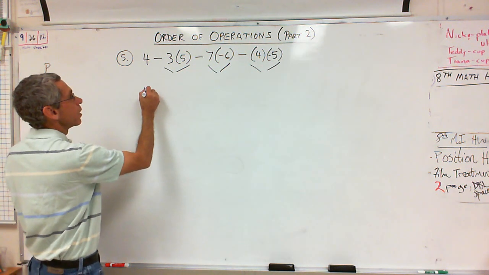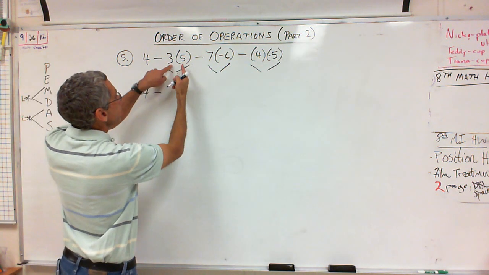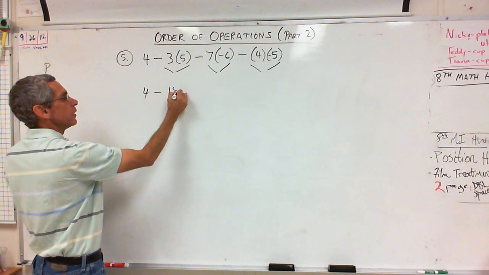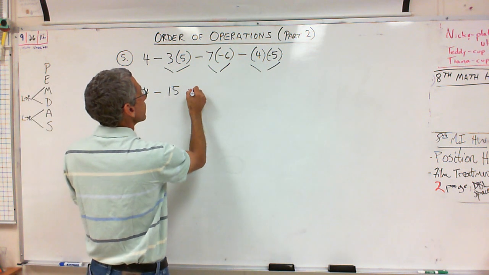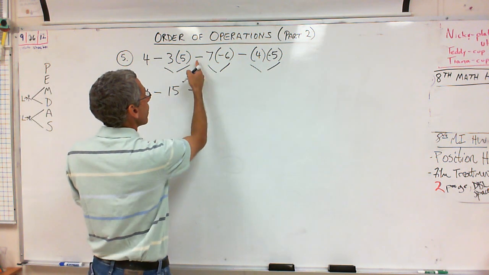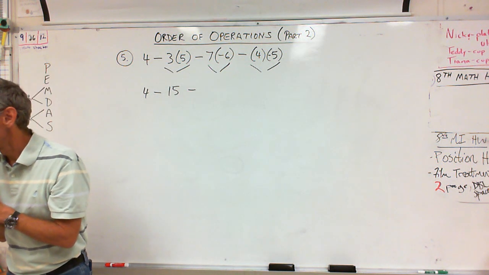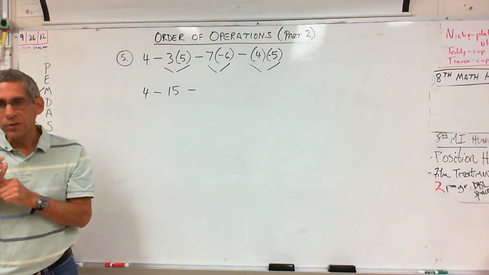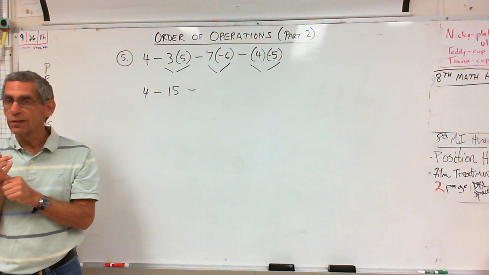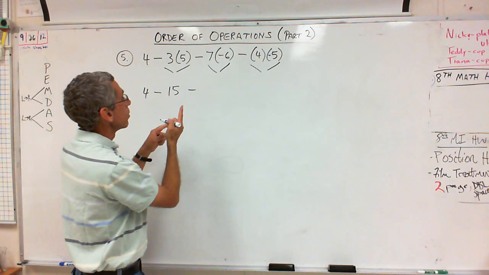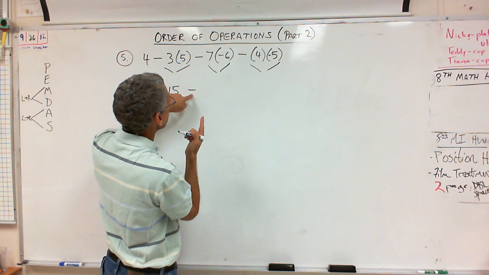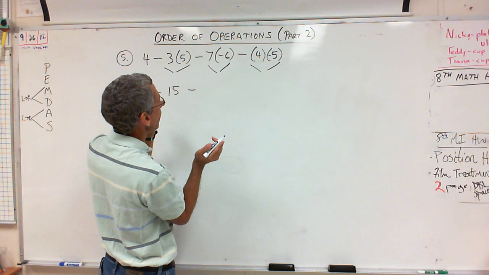I'm going to write 4 minus, now we've got 3 times 5. What's that? 15. And then I've got minus. I'm just following what's there. And then 7 times negative 6. What's that? Negative 42. All right. 7 times 6 is 42. 7 times negative 6 is negative 42, right? So I already put the minus here, right? Do I have to put a minus here, or am I done?